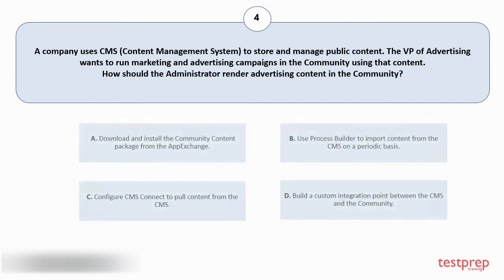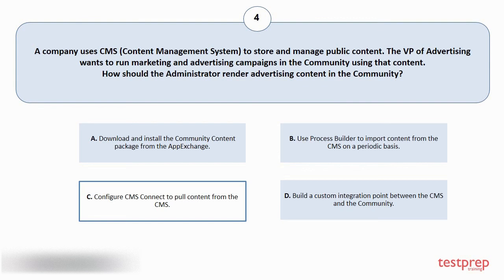Your options are: A. Download and install the community content package from the App Exchange, B. Use Process Builder to import content from the CMS on a periodic basis, C. Configure CMS Connect to pull content from the CMS, D. Build a custom integration point between the CMS and the community. The correct answer is option C.